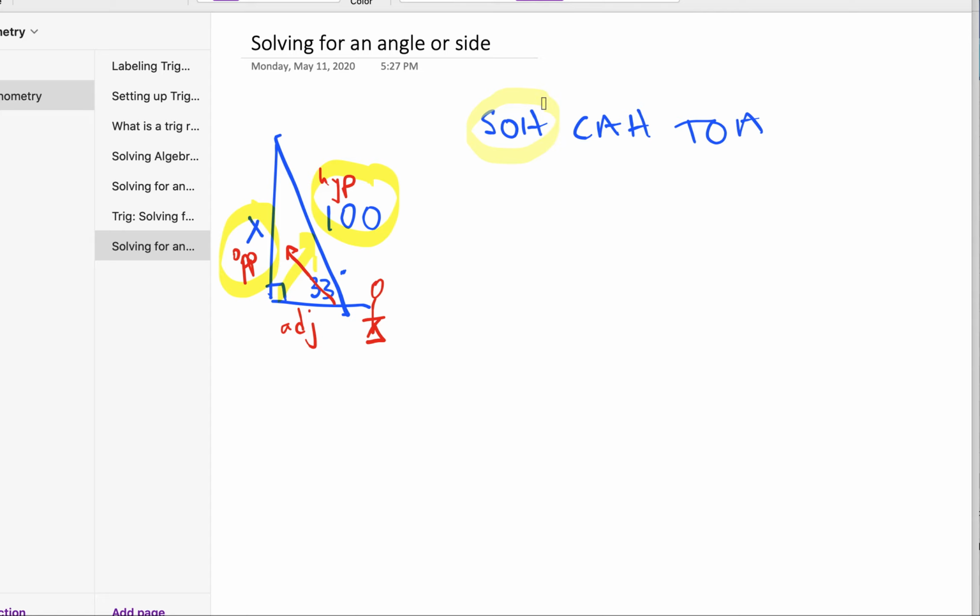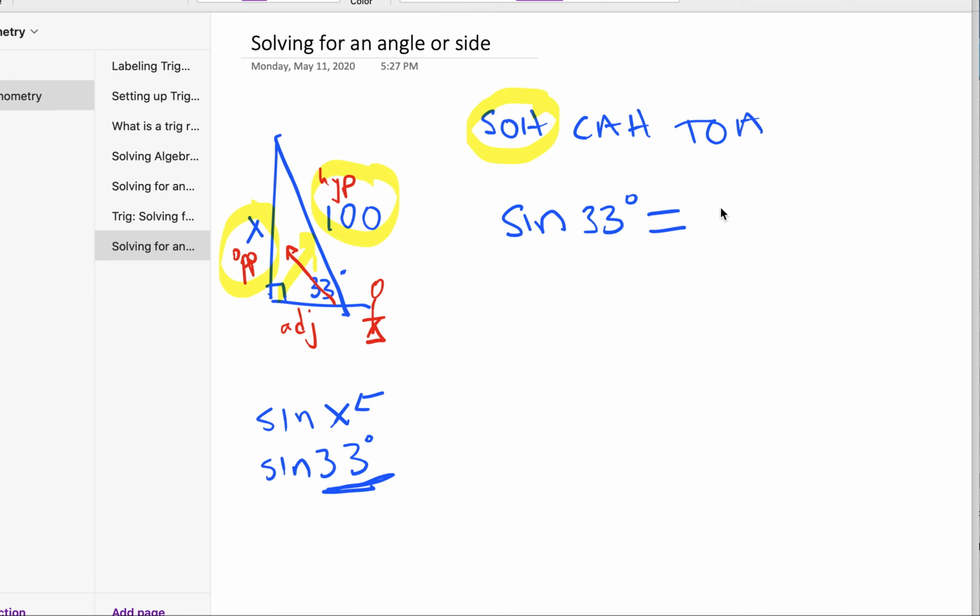So we must use sine, because sine is using the opposite and the hypotenuse. So we're going to use sine of the angle. Whenever we write sine or cosine, we'll write sine of x or sine of 33. That's the angle. So in this case, x would be a missing angle. In this case, the angle would be 33 degrees. So we have our angle. We're going to say sine of 33 degrees is equal to the ratio opposite, which is x, over hypotenuse, which is 100.